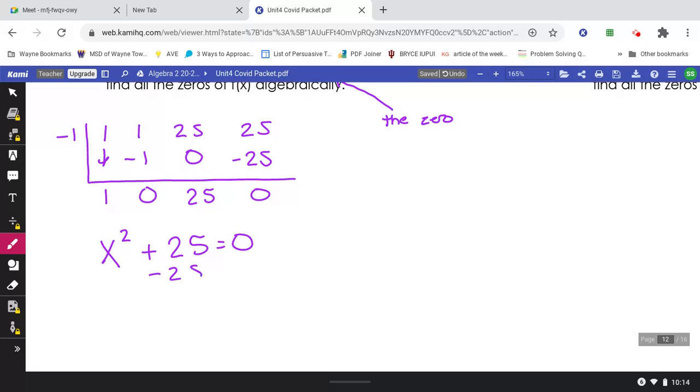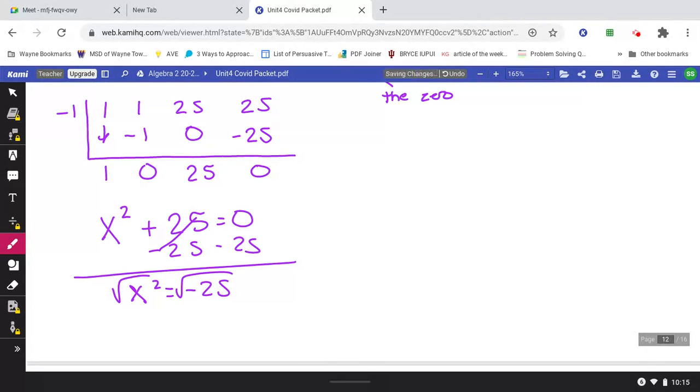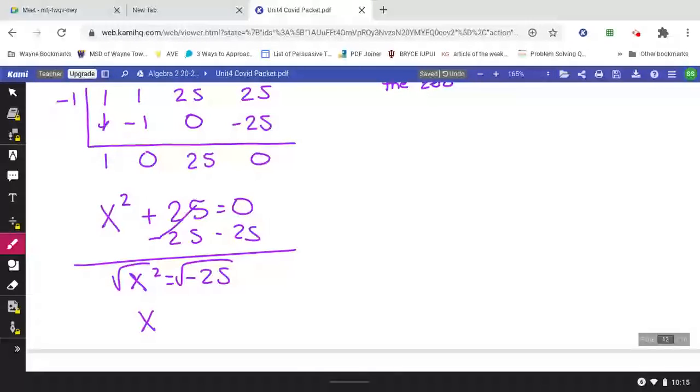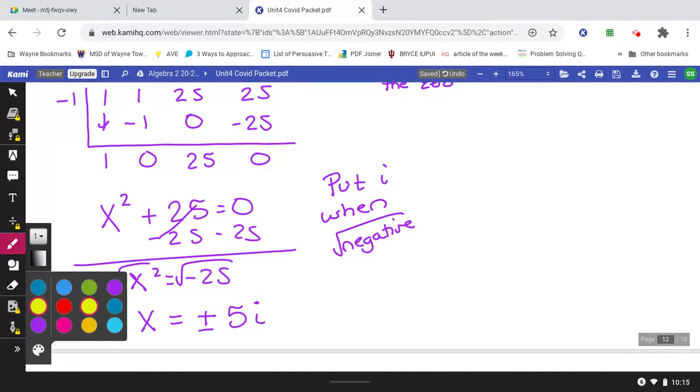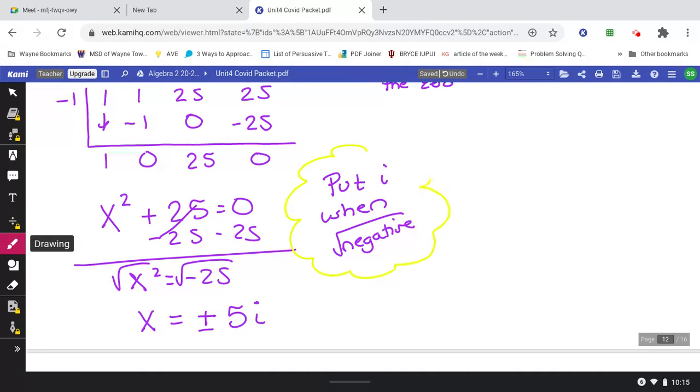And then we'll solve it. Move the 25 to the other side by subtracting. And then square root both sides. This time, however, when we square root both sides, we are square rooting a negative. And when you square root a negative, you have to put an i. Put i's anytime you square root a negative.